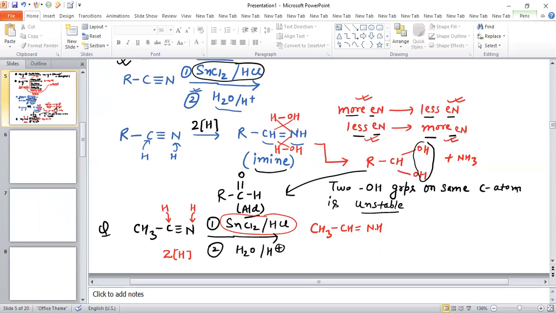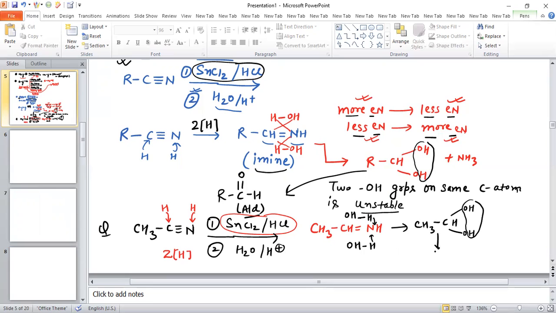Now in the next step, hydrolysis will take place. After hydrolysis, the OH group will attach to the less electronegative atom, and because hydrolysis involves H and OH, H will attach on nitrogen. So the product obtained is CH3 CH with an OH group on this carbon and also an NH2 group on this carbon. So water is removed in this case.